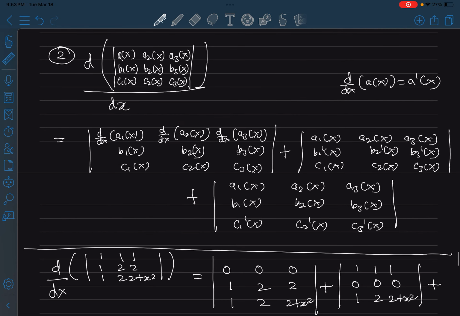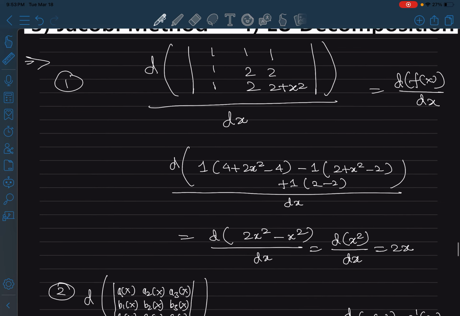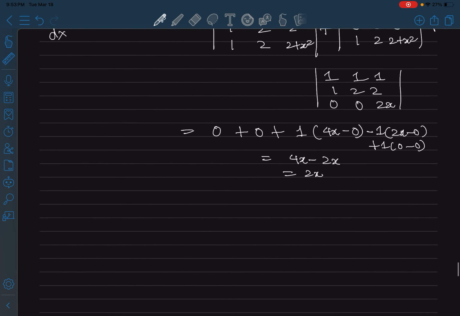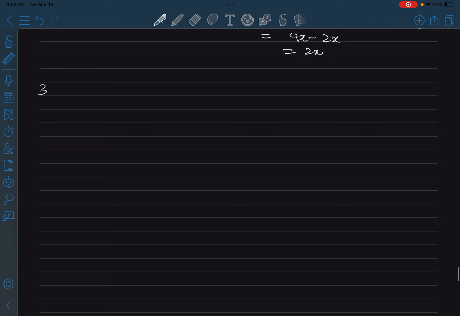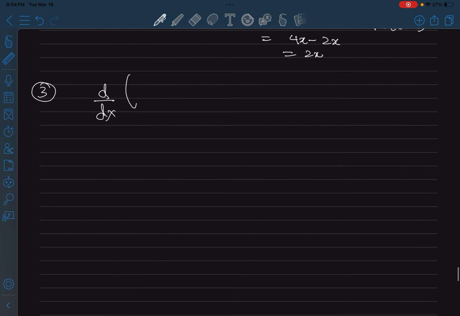Now let's go to the third way. So Leibniz way was basically just differentiating row by row and taking the sum of determinants, not the determinant of the sum. First row was explicit. Now let's go to the third way. What was the third way? Jacobi's way, right? So 1 1 1, 1 1 2, 2 2 2 plus x squared, right?